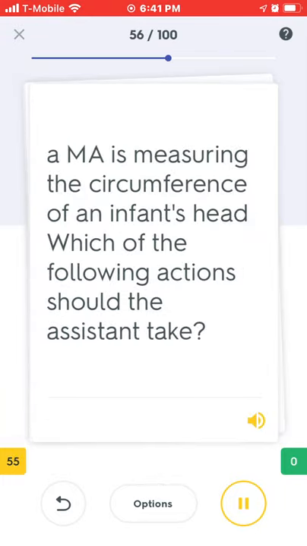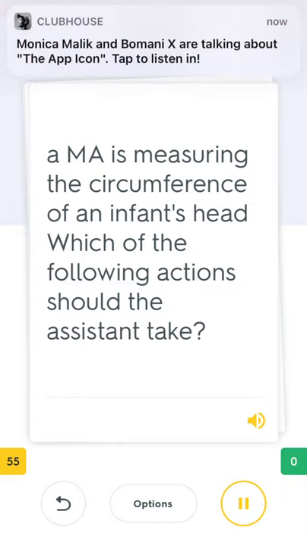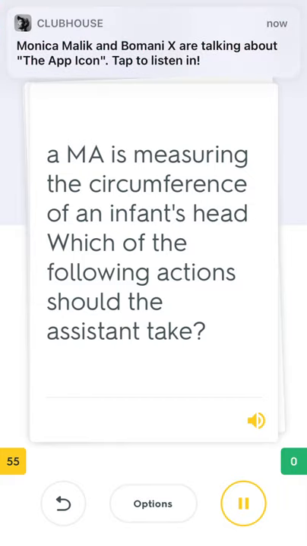A MA is measuring the circumference of an infant's head. Which of the following actions should the assistant take?